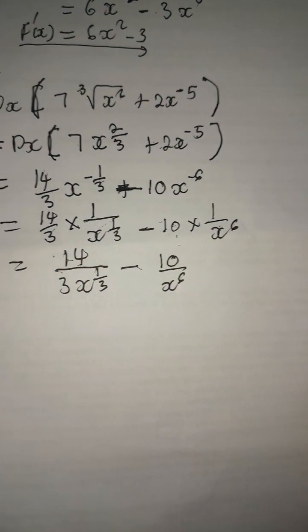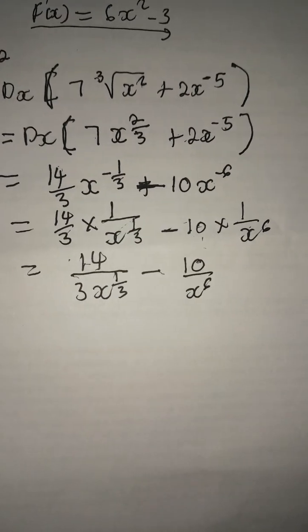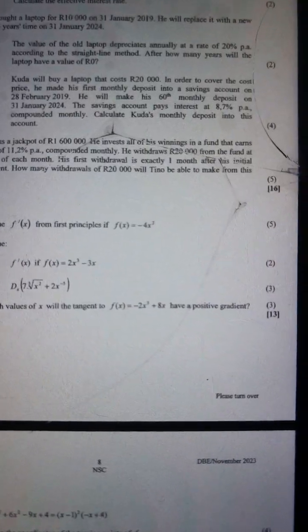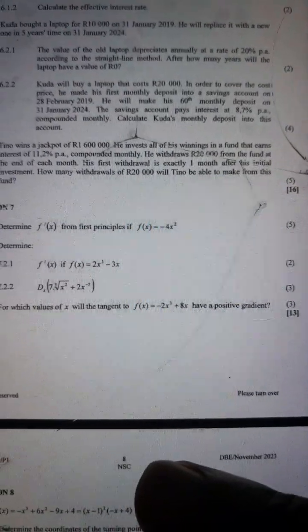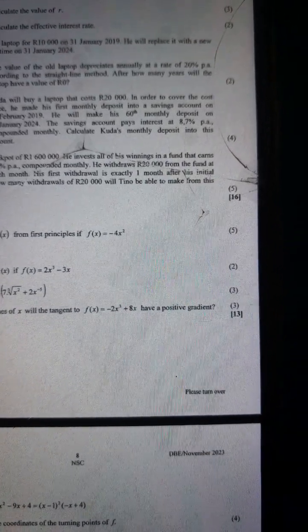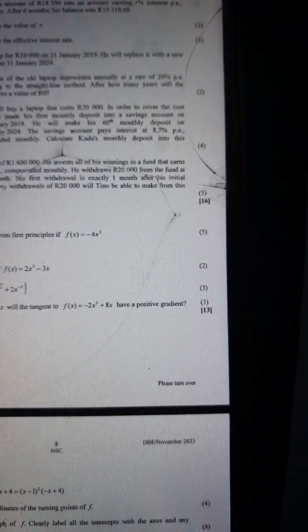So we can go to our last question, which is 7.3. Our last question, guys, they said, for which values of x will the tangent to f of x equals negative 2x cubed plus 8x have a positive gradient? For this question, guys, you need to understand that the gradient of a tangent is always the first derivative. So in this case, you're going to derive this f of x.